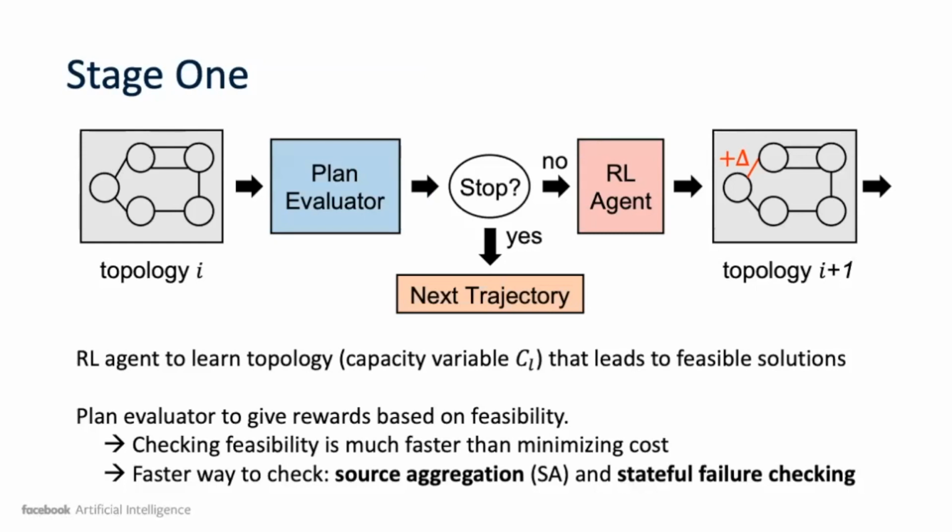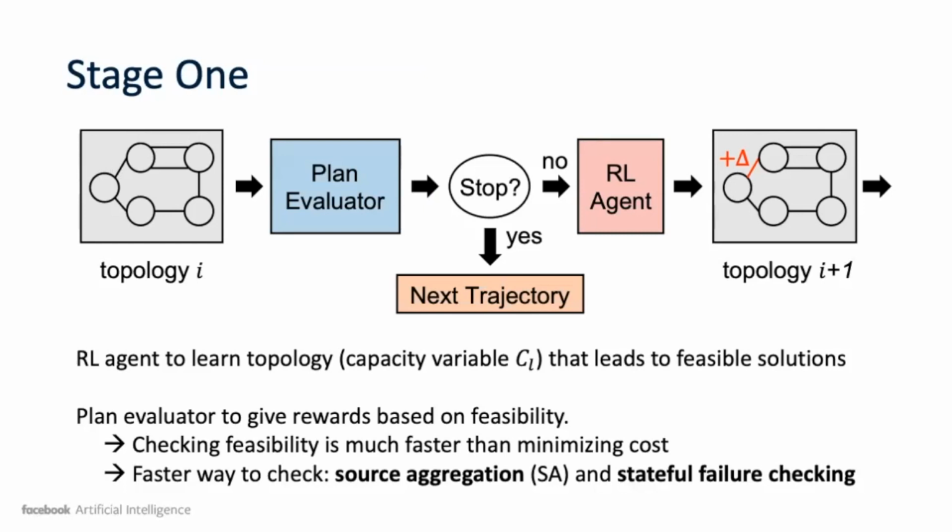Right. So for example, what you can do is shrink the graph by source aggregation, basically by merging different nodes. Then we check if the aggregated problem is not feasible, then okay, the original problem cannot be feasible, so we can get rid of that. So there's a lot of shortcuts you can use to do the feasibility check.